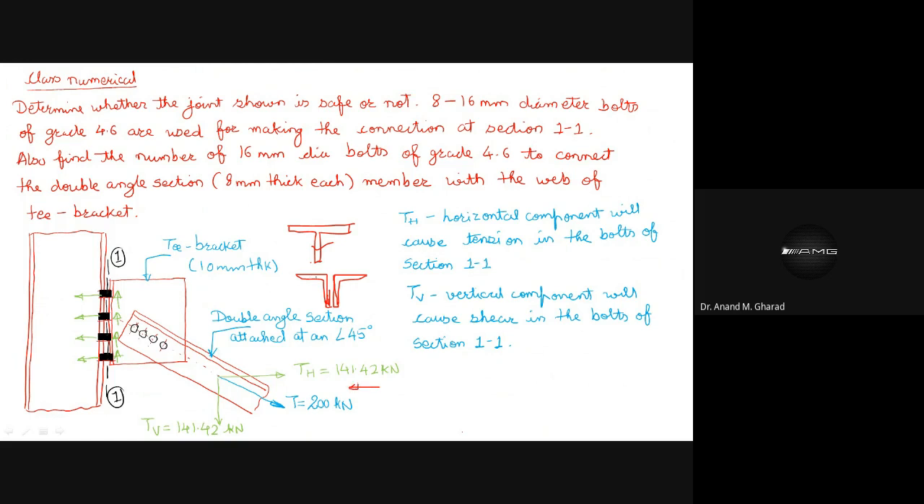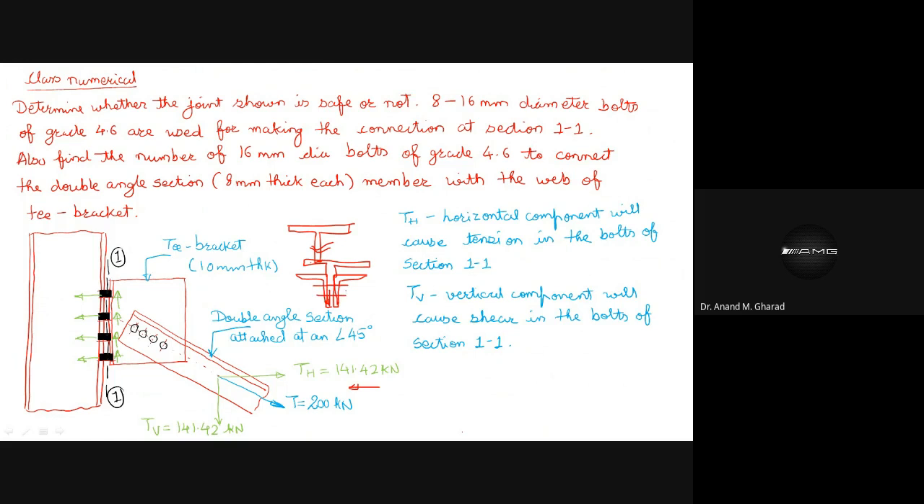So what these two angle sections are doing, they are separated with the help of this web portion of the T bracket. Are you getting me? ये कुछ ऐसा होगा, ये आपका वेब प्लेट और ये T section मान के चलो, and this is like this, right? And it is connected with the help of bolts.